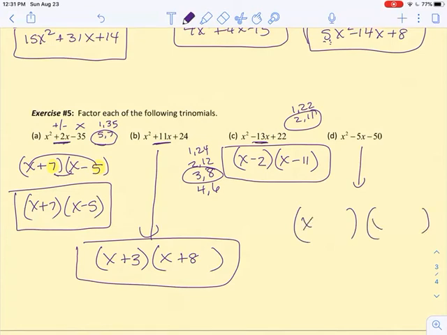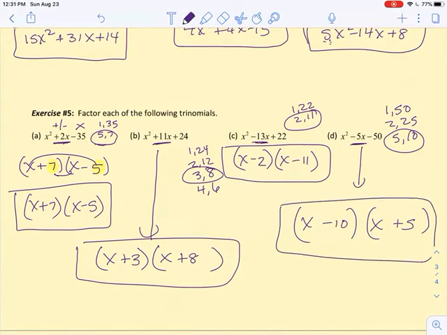And then my last one on this page, x times x is x squared. My factors, what numbers multiply to 50? 1 and 50, 2 and 25, 5 and 10, and that's about it. So which of these will give me a negative 5 as a middle term? Well, the 10 and the 5 will give me a negative 5 as a middle term. The only way they'll give me a negative 5, though, is if it's negative 10 and positive 5. So when I combine them together, it gives me negative 5 as a middle term. When I multiply them, it gives me negative 50.